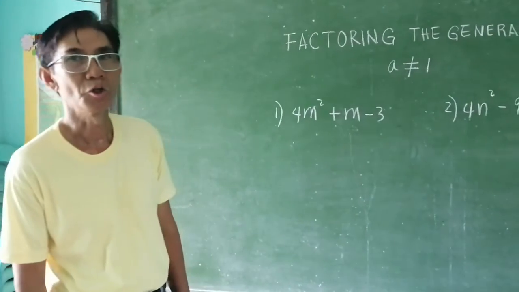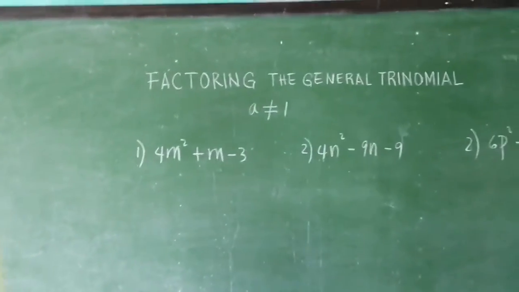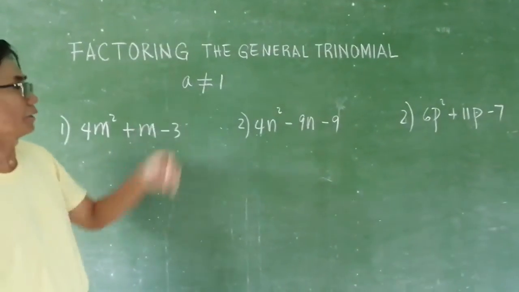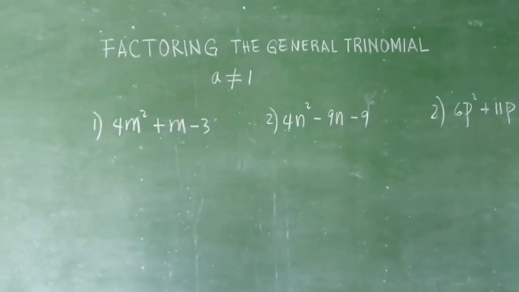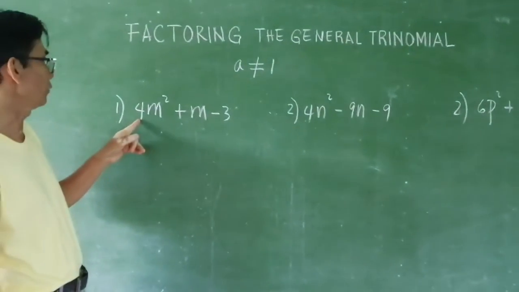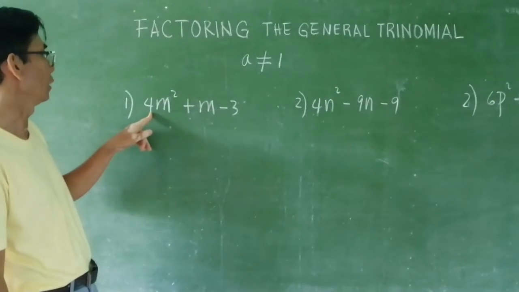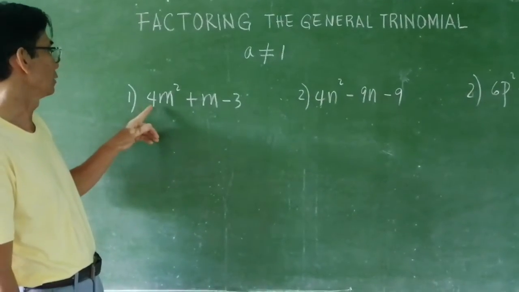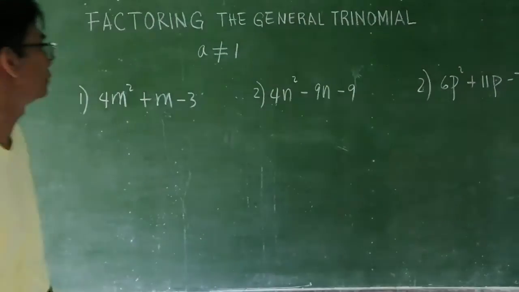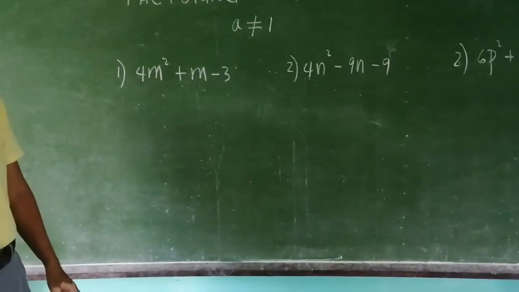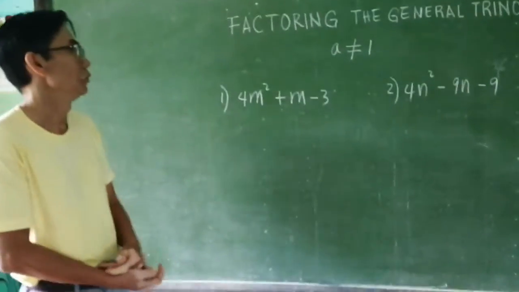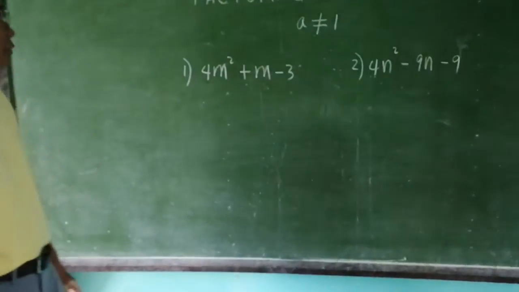God bless. So, shall we talk about factoring the general trinomial when a is not equal to 1. If you can see the example here, your a is referring to the coefficient of the quadratic term. So 4n squared plus n minus 3. It's not 1, so we are going to factor this kind of trinomial using the Diary method.